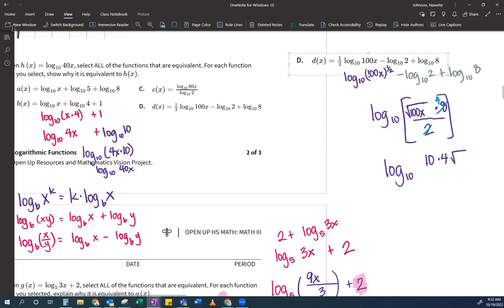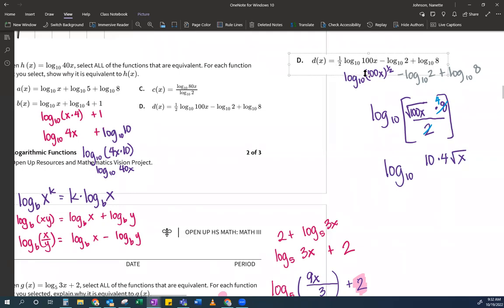So still not convinced that I can get this guy over here to 40x. I still am not convinced, right? And I can't because of this square root. I can't because of this to the half, and I can't because of this half.